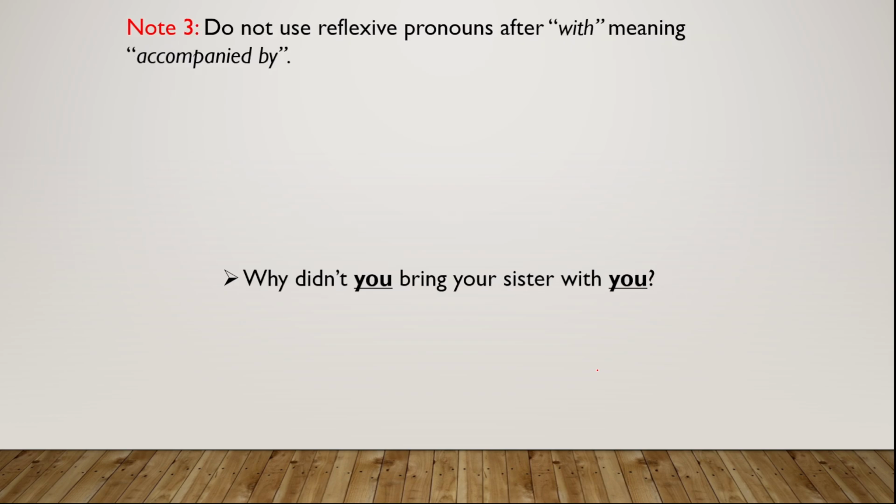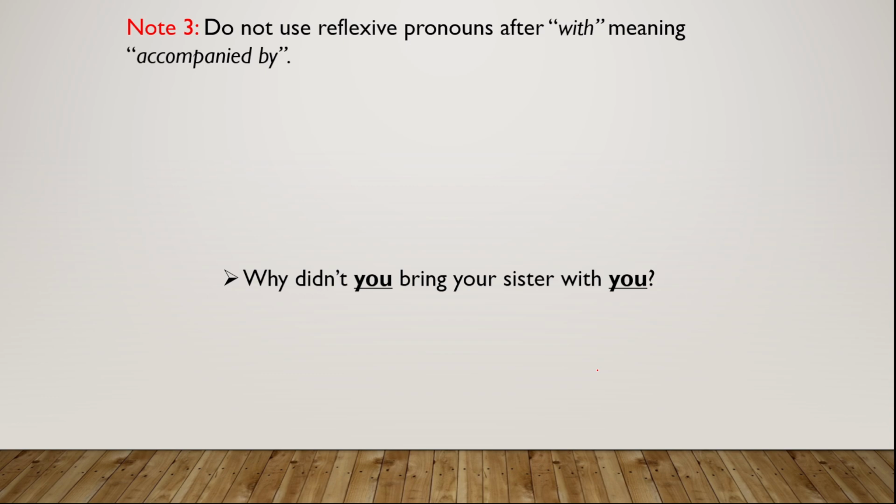And note number 4, do not use reflexive pronouns when referring to places. For example, you have to keep your experiment in front of you. You here, this sentence is talking about place. So you cannot say you have to keep your experiment in front of yourself. No, it doesn't go like that. You have to keep your experiment in front of you.